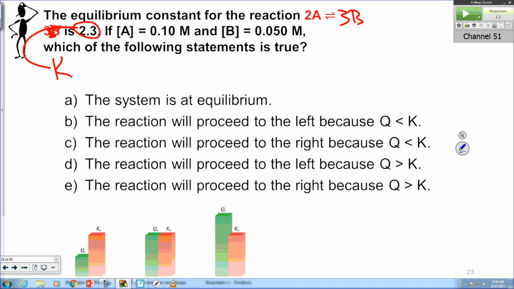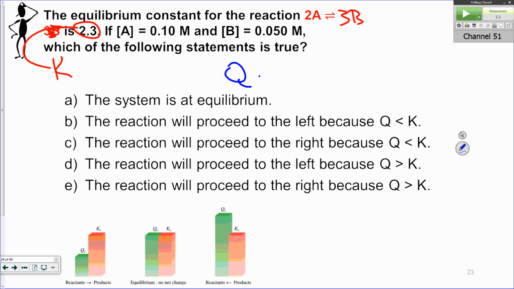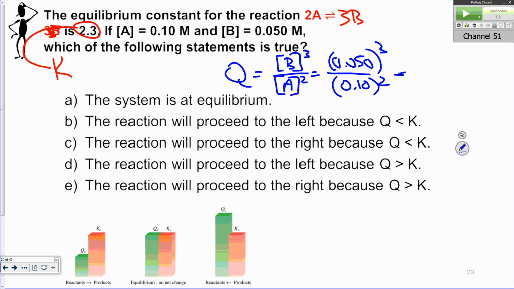All right, so I'm going to calculate my Q for products over reactants. So it's going to be the concentration of B cubed over A squared. If you forgot the powers, probably didn't get the right answer. All right, so I've got B is 0.050 cubed divided by the concentration of A, 0.1 squared. Now get comfortable with your Y to the X button on your calculator, how to raise something to a power in a calculation.